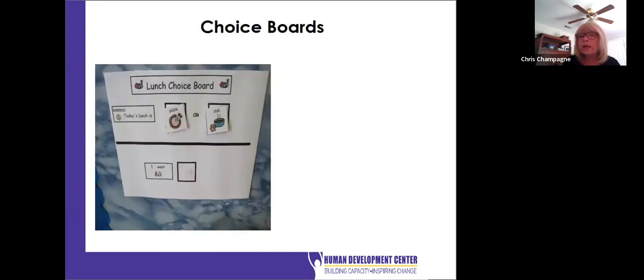Here's just a simple one. They don't have to be pretty. This is just one that uses Velcro, and it's just real simple. This might be a student that can only see 2 choices. They can't have a myriad of choices. They can't deal with that yet. So this is today's lunch. The choices, 2 choices, pizza or chili. They pull the icon they want and they show you which one they're picking.